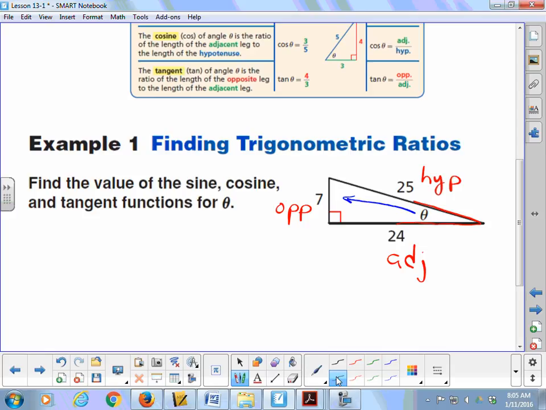So when we write them, we write sin of whatever this angle name is. In this case, they're using theta, so I'll put sin for sine. Sine of theta equals 7, the opposite, over 25, the hypotenuse.